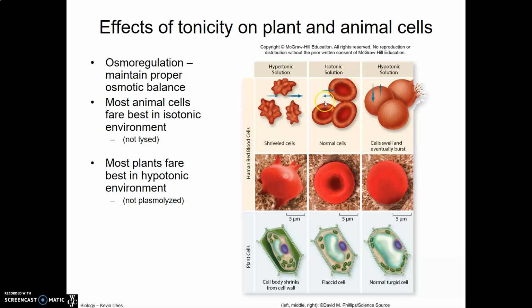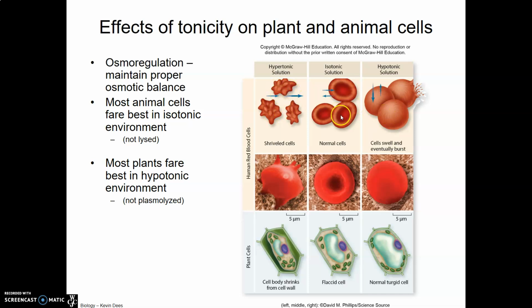Animal cells, such as these red blood cells, really prefer to be in an isotonic environment. When the cell and its environment are isotonic to one another, the animal cell shape is easily maintained. If we put the animal cells in a hypertonic environment, then we're going to see the water move out of the cell into the extracellular space, the spaces outside of the cell, and this causes the cells to shrivel, or plasmolyze, right? And it can be detrimental to their survival.